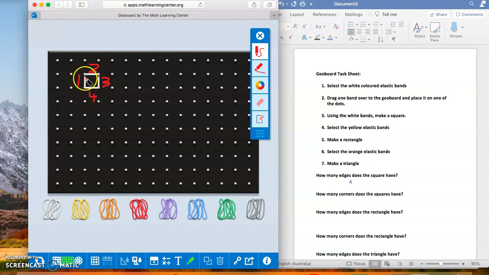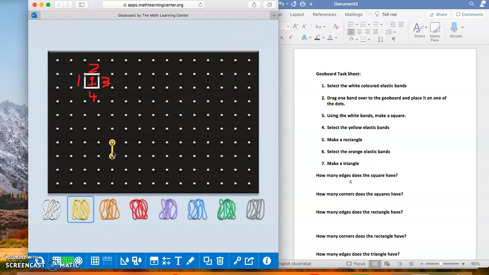They could also use it to label each shape. So they could say this is label 1, shape 1, etc. And if they were to accidentally draw and make a mistake, all they would have to do is press the erase button, just like this. And if they accidentally placed an elastic band on the board they didn't want, all they have to do is press the rubbish.